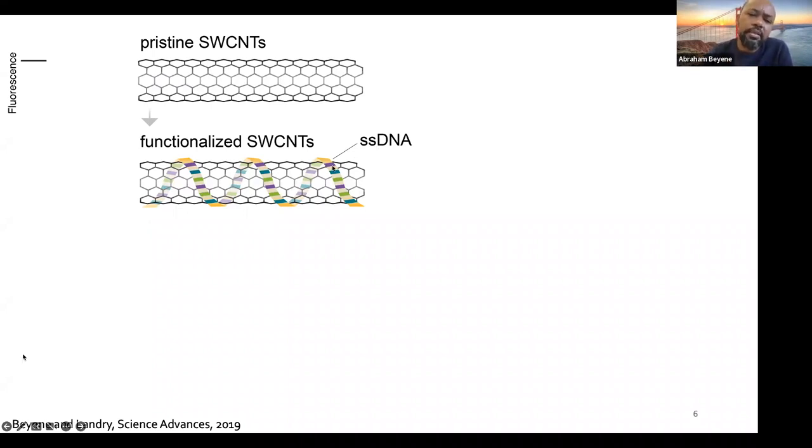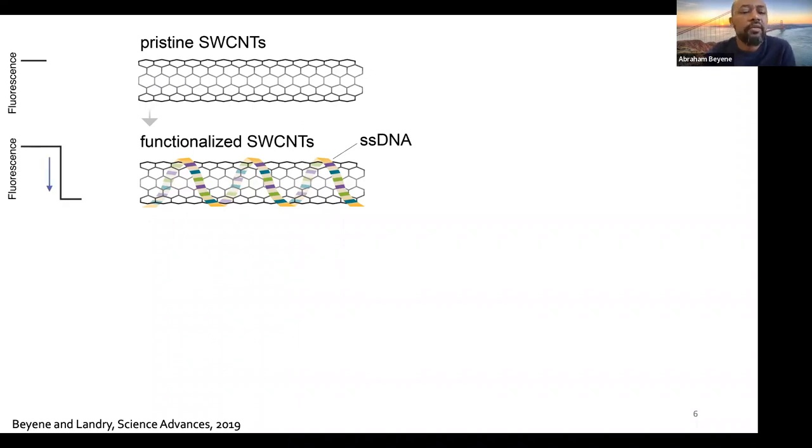And the reason is because DNA has this amphiphilic property to it. It has a negative charge in the form of a phosphate backbone, but it also has these hydrophobic nucleobases that can pi stack onto the surface of this highly hydrophobic graphitic lattice. In that way, it's able to straddle both the aqueous and non-aqueous phases and stabilize it in that manner.